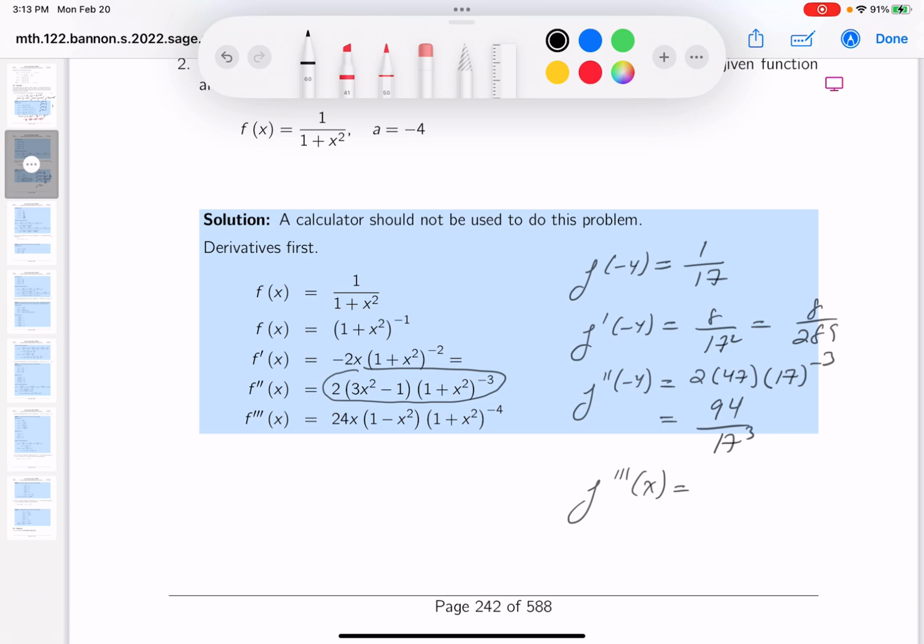Oh boy, this doesn't look good, does it? Let's put it down. What are you going to get over there? Well, you get 24 times minus 4, which is going to be minus 96. And then you get 17. Oh, not 17, I'm sorry. It's going to be 1 minus 16 minus 15. And then you're going to get 17 to the fourth power.